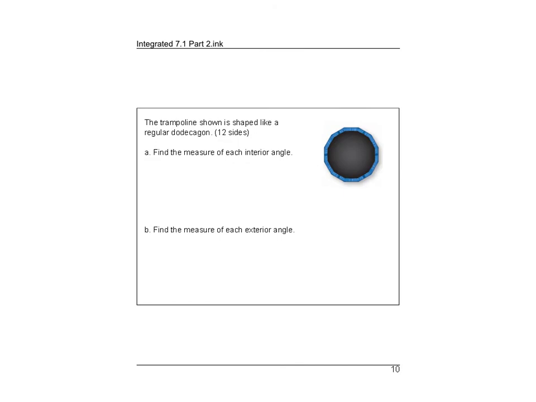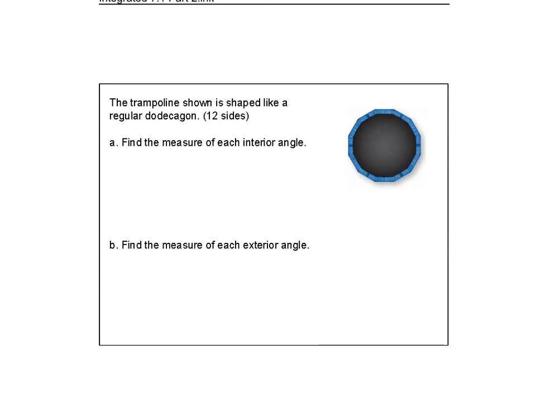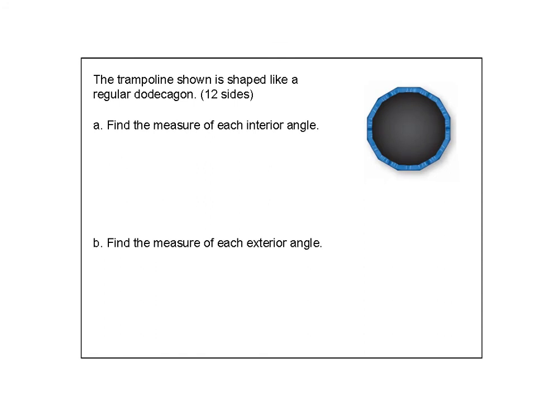Okay, so now we're going to have to look at our picture. There's a lot of things we have to make sure we know. And it says we have this trampoline. It's shaped like a dodecagon, which has 12 sides. So we know that n equals 12. Our first question asks us to find each interior angle.